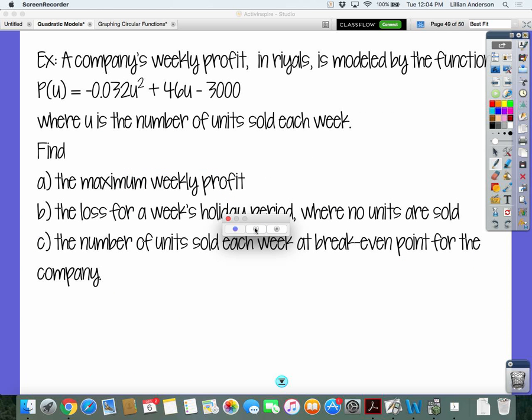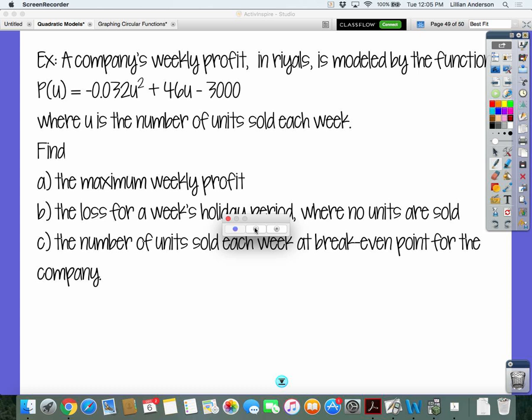Alright, so a company's weekly profit in royals is modeled by the function, where U is the number of units sold per week. So U represents the units, P represents your profit, independent, dependent. Find the maximum weekly profit. You have to find the what? Vertex. Which part? X, Y.